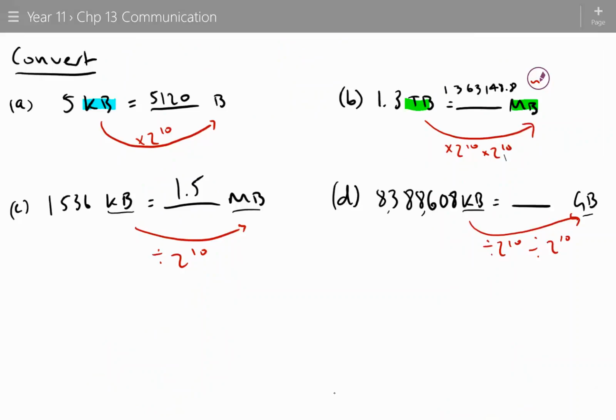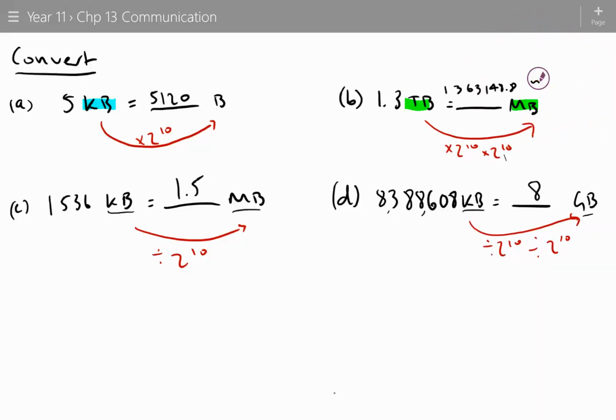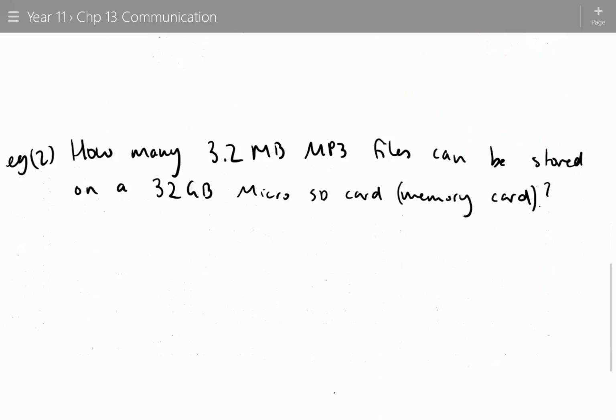So get your calculator out. 8,388,608. Divide by 2 to the power of 10. Divide by 2 to the power of 10. Oh, that's a nice number. We get 8. So 8 gigabytes is 8,388,608 kilobytes. Let's have a look at one more example.